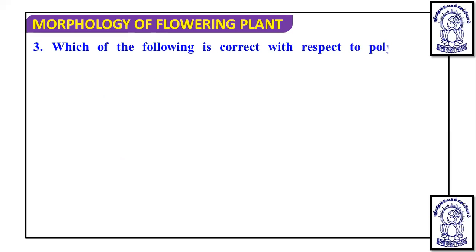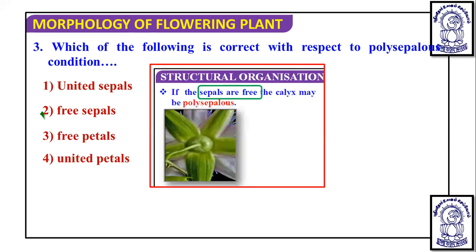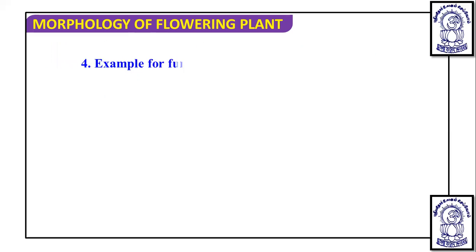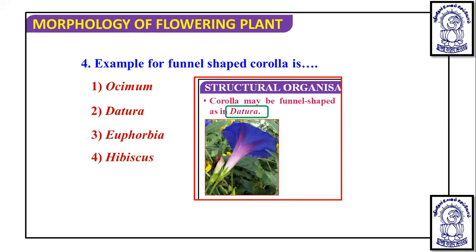Which of the following is correct with respect to the polysepalous condition? Poly means free and sepalous means sepals. So free sepals is going to be the answer. Example of funnel shaped corolla. The funnel shaped corolla is also named infundibuliform. This is seen in the case of datura as well as petunia. So datura is going to be the answer.